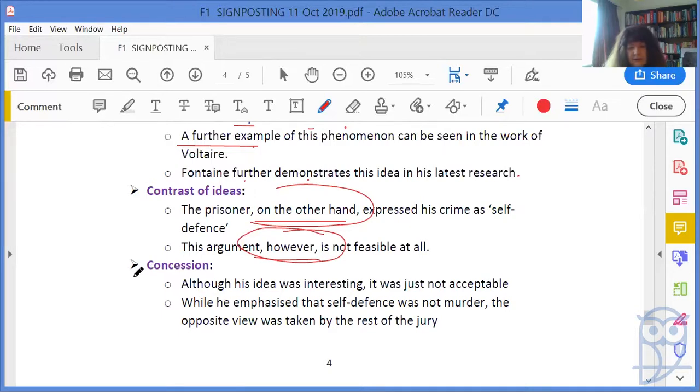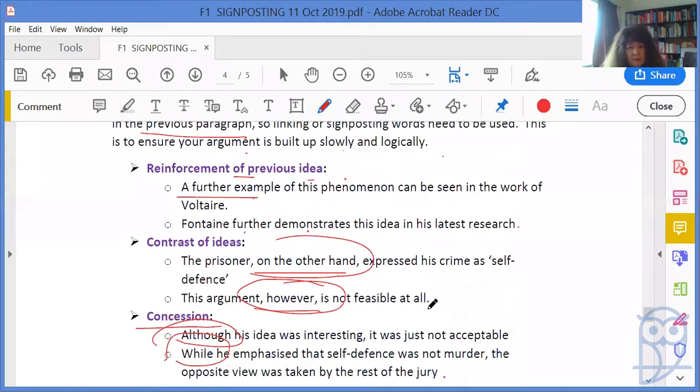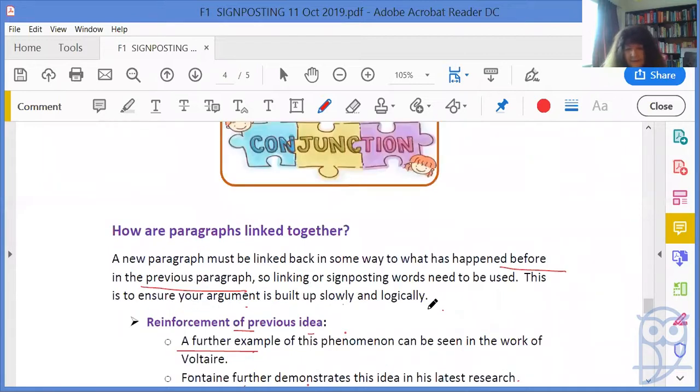Then finally, we've got concession, to concede: although his idea was interesting, it was just not acceptable. While he emphasized that self-defense was not murder, the opposite view was taken by the rest of the jury. Okay, so we've got although and while in those paragraph linkers.